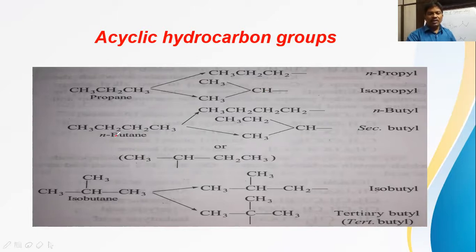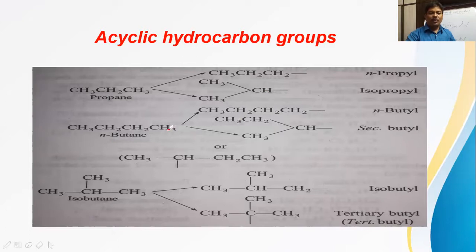From this N-butane, suppose you remove a hydrogen from the terminal carbon, this terminal carbon. If you remove one hydrogen, we get N-butyl. Here the free bond is located on the terminal carbon. This free bond shows the removal of one hydrogen atom from the terminal carbon. So N-butyl is obtained here.